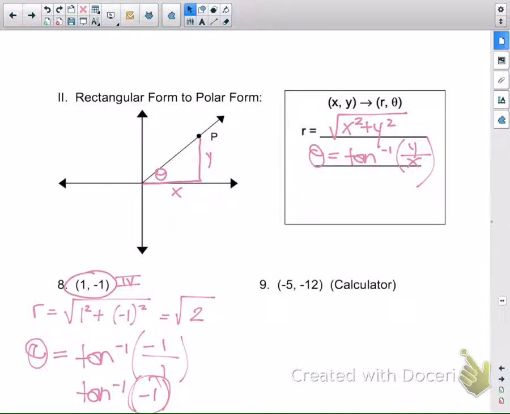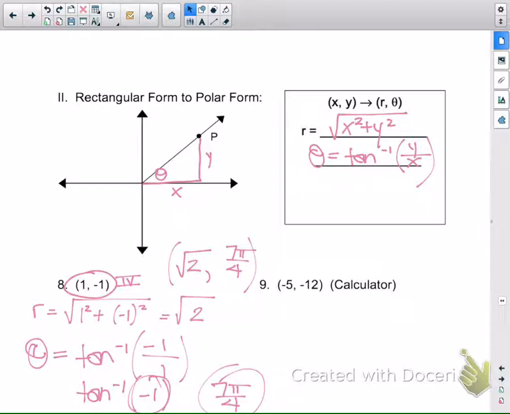But what quadrant are we in? The fourth. So what's the pi over 4 in quadrant 4? 7 pi over 4. So you need to use the quadrant to tell you which one it's going to be. So to write that as an ordered pair in polar, what goes first, the r or the theta? The r goes first. So my answer to question 8 is root 2, 7 pi over 4.